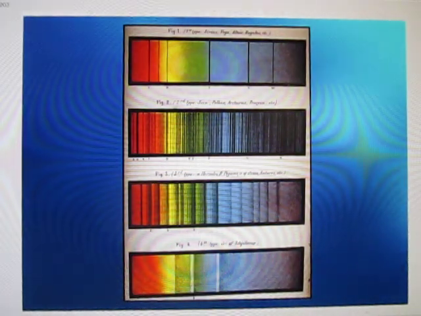Fraunhofer examined the absorption spectra of a number of stars. He found out that the spectra of Sirius and other first magnitude stars differed from our Sun and from each other, thus founding stellar spectroscopy. This is our understanding today.